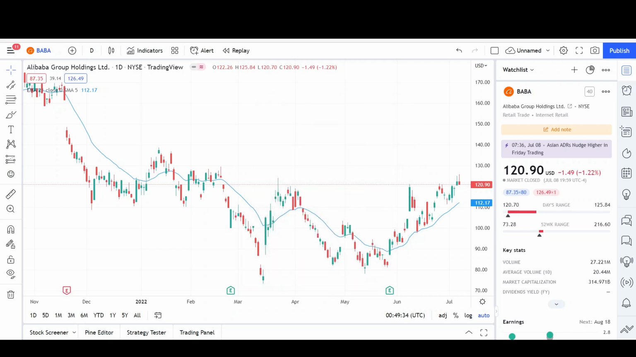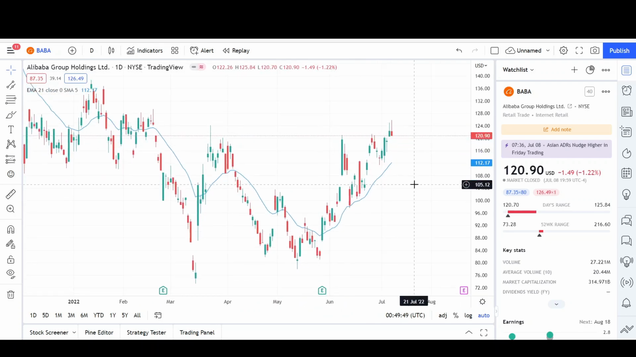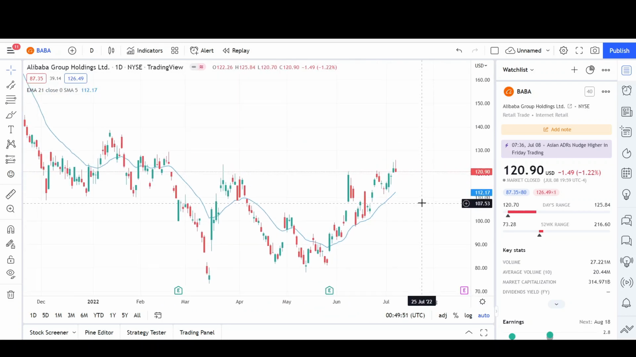I will first go over what I see in the daily chart and finish the video off with the weekly chart. It's Baba Friday, guys, so let's take a look at the chart and see what is happening.